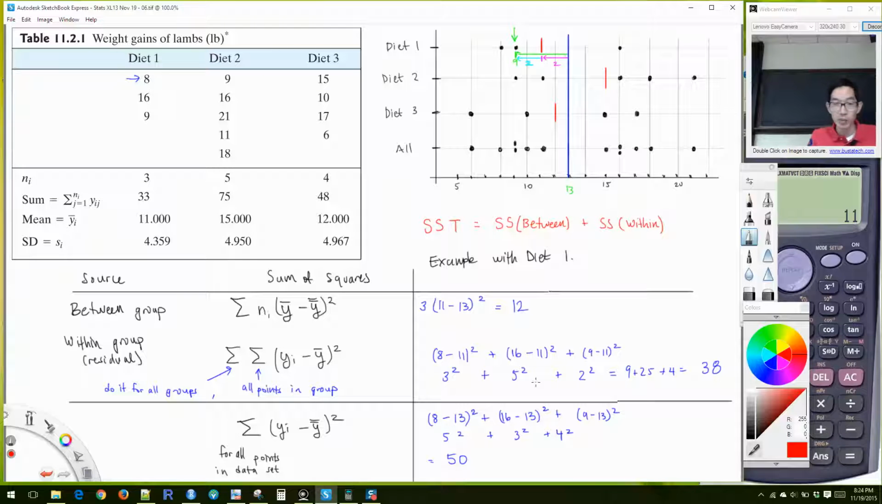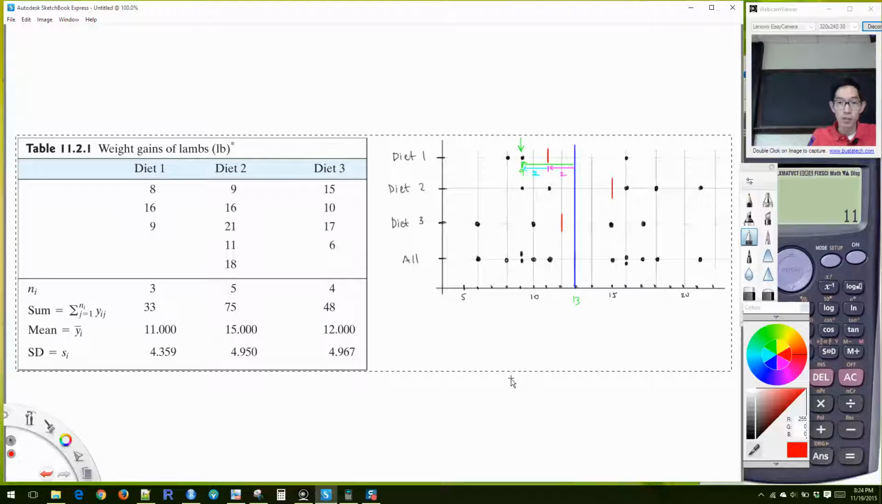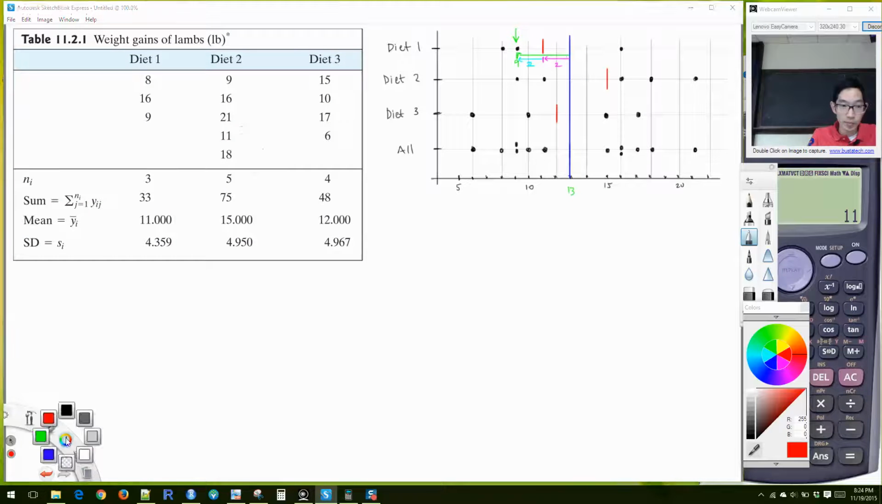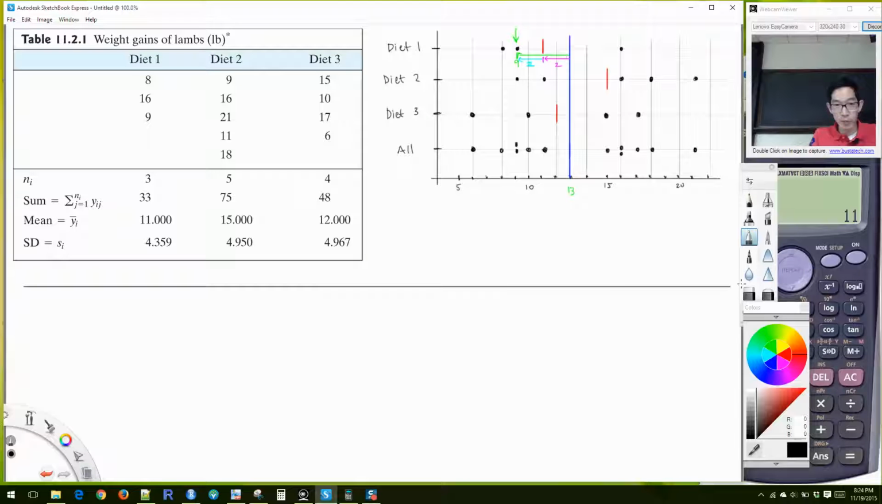But anyway, we can complete our analysis here. Okay. So I'm going to go to the next slide. Just carrying this on, I'm going to copy what I had before. So we had the source, we had between, and within, our residual, and we had total.